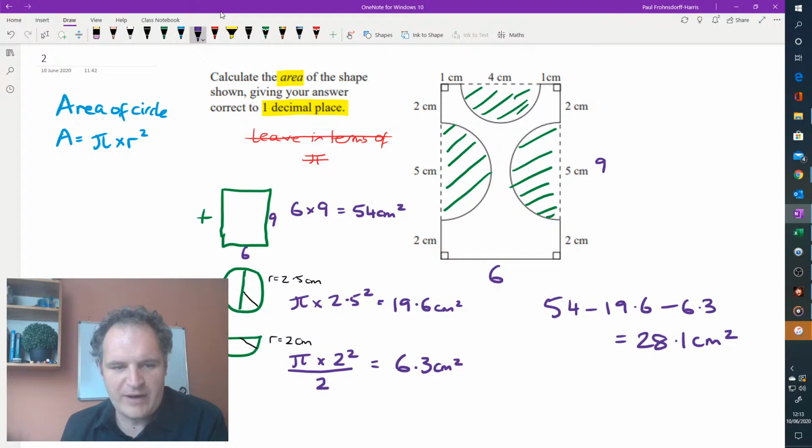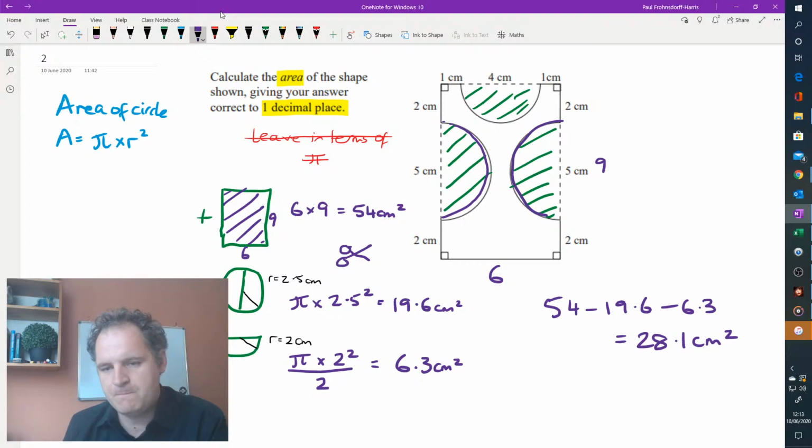So what I've done is I did the whole of the rectangle. Then I cut out, imagine some scissors, and I cut out round there, and round there, and round there. That radius was 2, and that radius was 2.5, because remember, the radius goes from the middle of the circle to the edge. Okay, so that is how I worked it out.